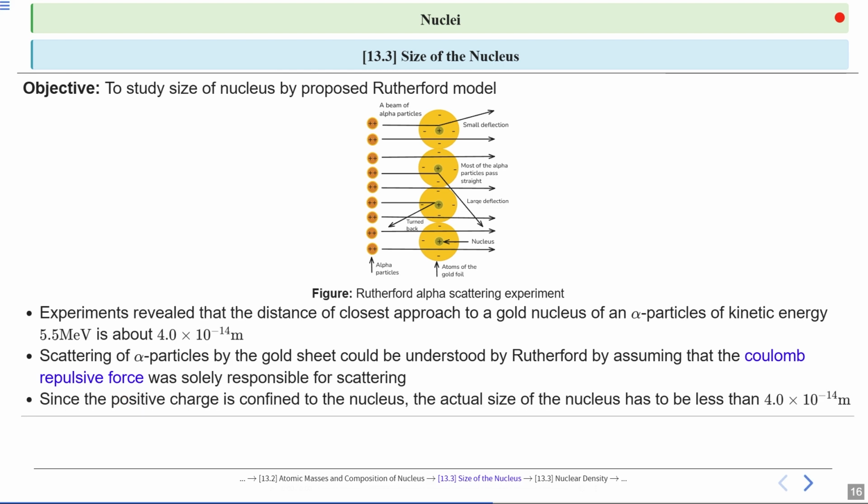Finally, since all the positive charge is packed into the nucleus and the alpha particle can't get any closer than 4 times 10 to the power minus 14 meters, the actual size of the nucleus must be even smaller than this distance. This experiment gave us our first real estimate of how small the nucleus is compared to the atom.